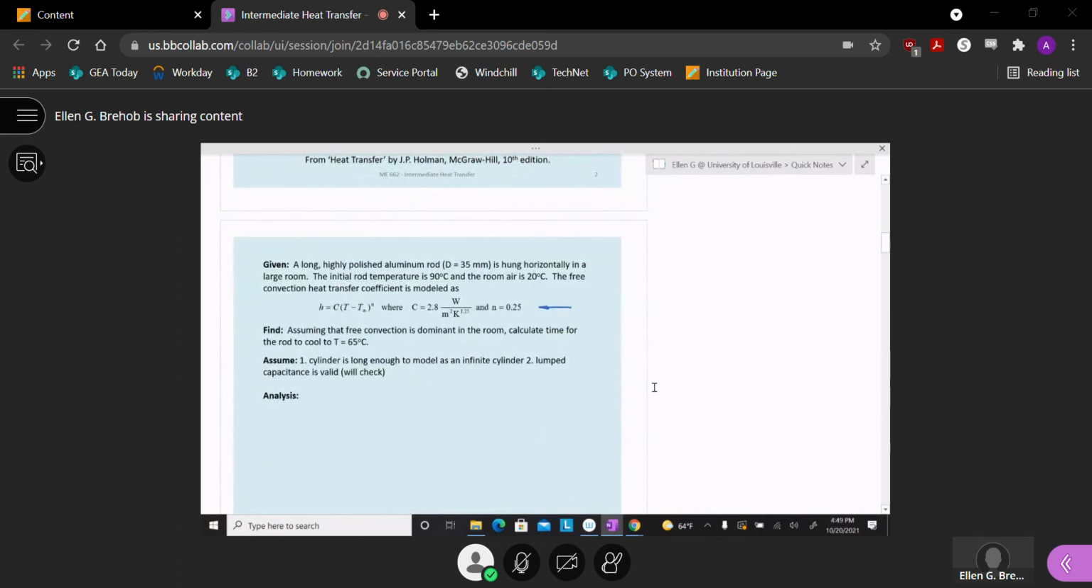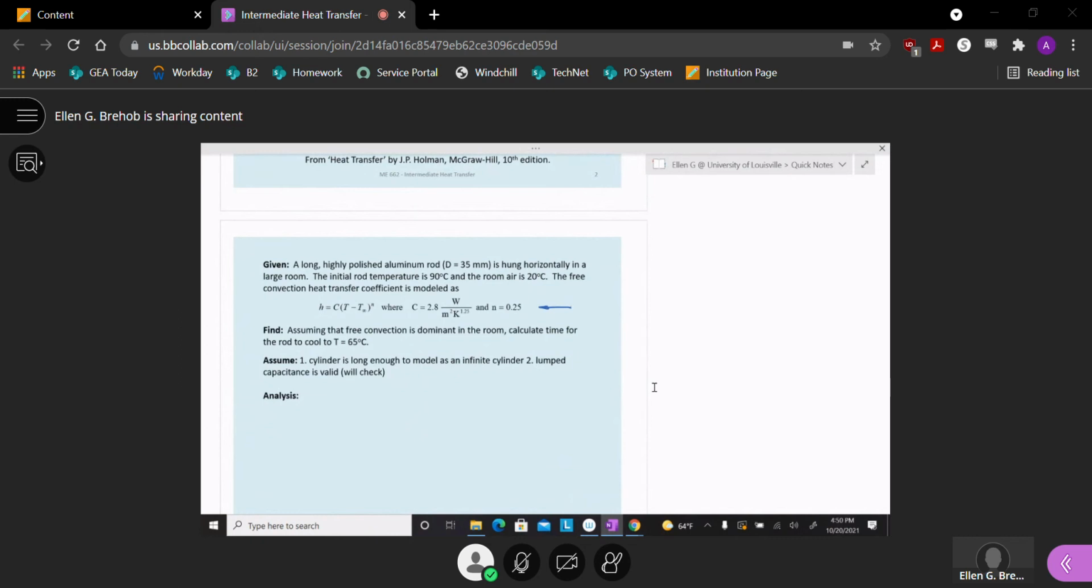A long, highly polished aluminum rod is hung horizontally in a large room. The initial rod temperature is 90 degrees C and the room air is 20 degrees C. The free convection coefficient is modeled as given, and assuming that free convection is dominant in the room, calculate the time for the rod to cool to 65 degrees C.